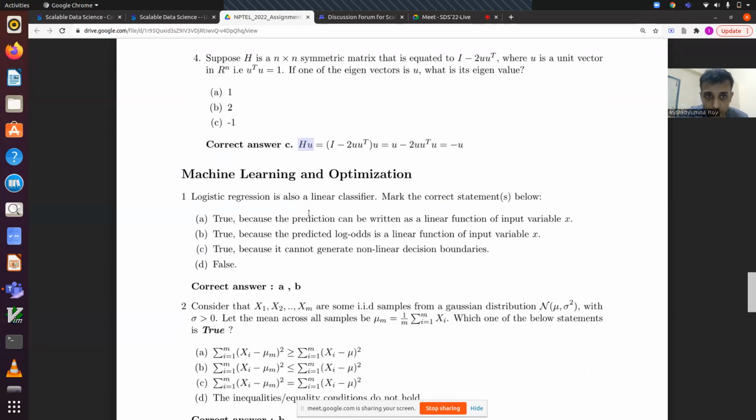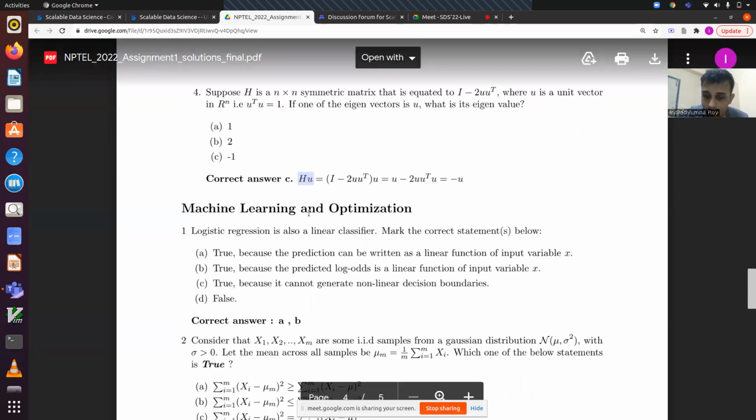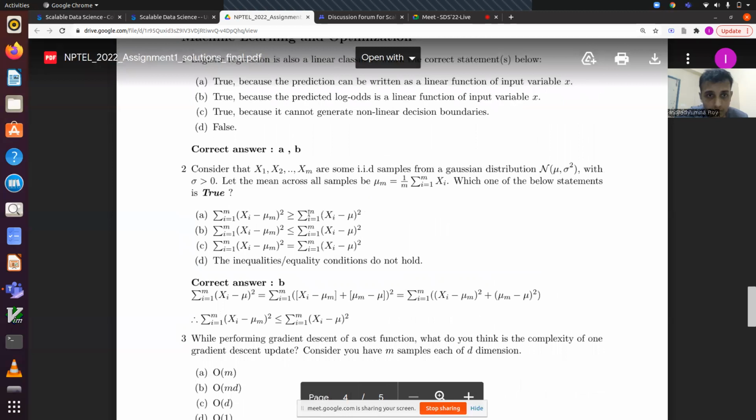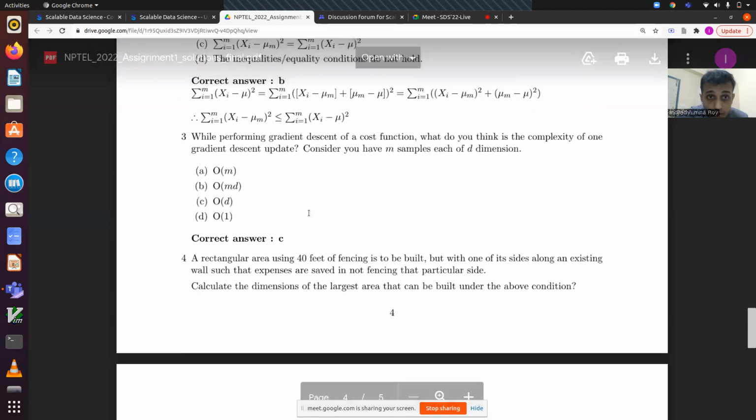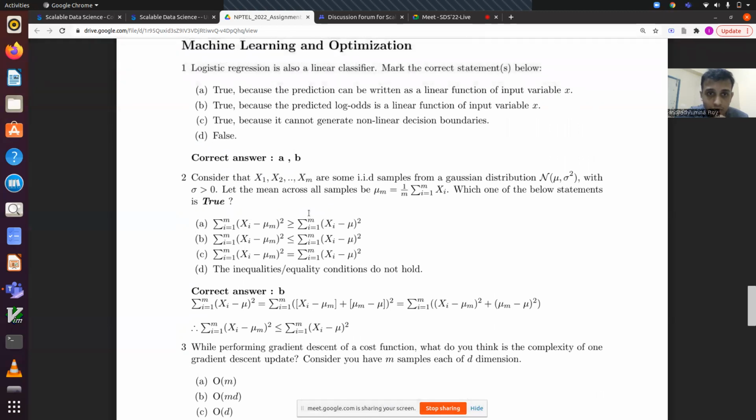Okay. Next question is machine learning. Question 235, machine learning and optimization. Yes, sir. So we consider x1, x2 as some IID samples from a Gaussian distribution with sigma greater than 0. Let the mean be this. Which one is true?